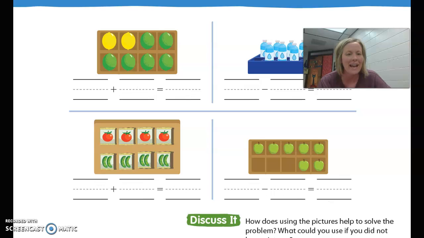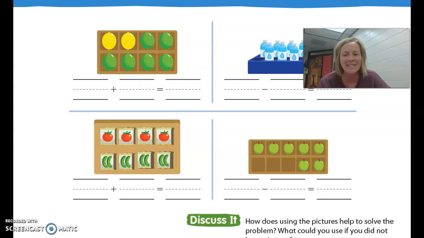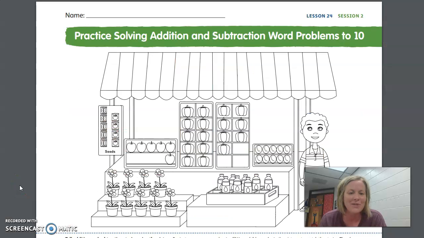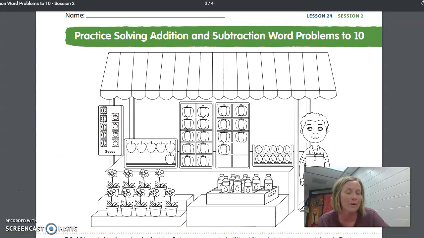All right, we're going to head to our next page. All right, boys and girls, we are ready to get started. I'm going to tell you a little bit of a problem, and then I want you to color it and then tell me how many in all. So let's see, our friend Fred over there, he needs to buy 6 red peppers and 3 orange peppers. So he's going to buy 6 red peppers and 3 orange peppers.